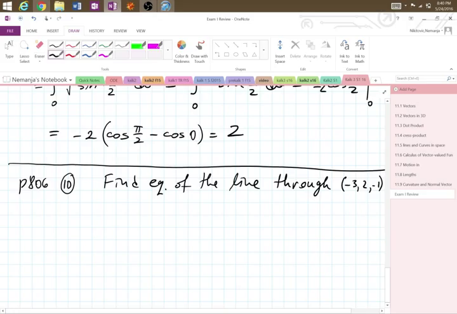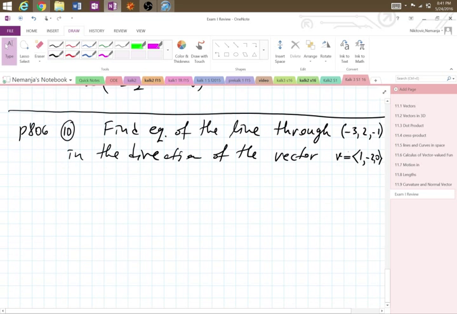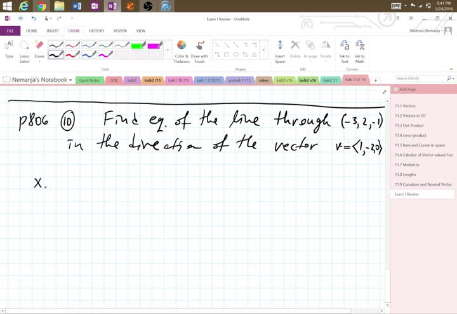In a direction of the vector 1, negative 2, 0. All right, so we know the formula for the line: x equals x0 plus at, y equals y0 plus bt, z equals z0 plus ct.